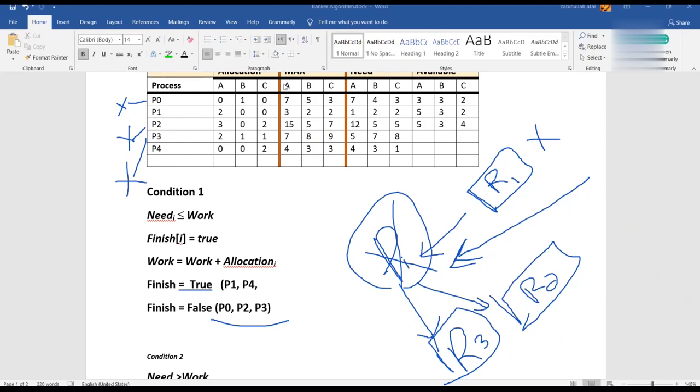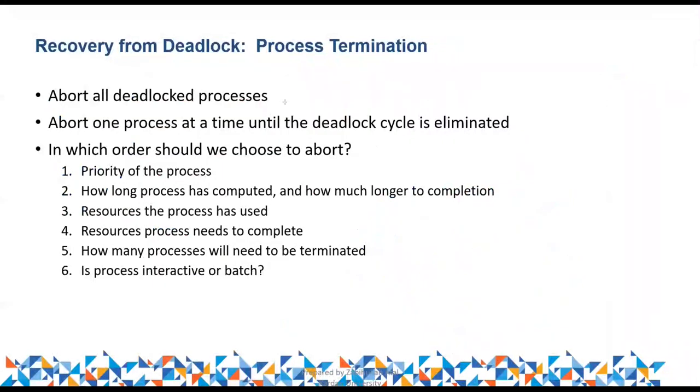Okay guys, so one thing is clear, that the system will abort all processes which are in the deadlock situation. This is one approach. The second approach is to abort one process at a time. Okay, abort one by one.